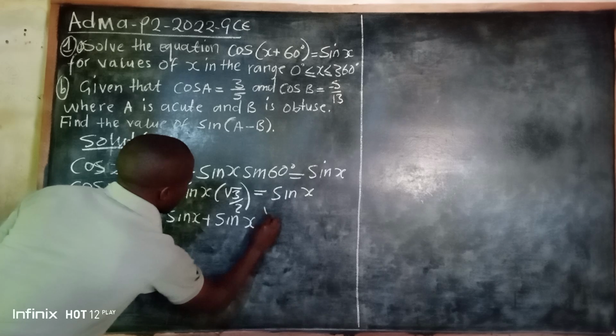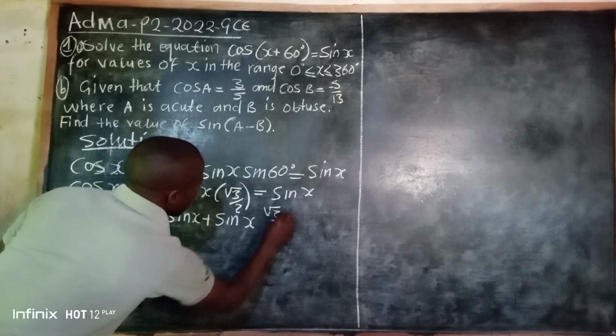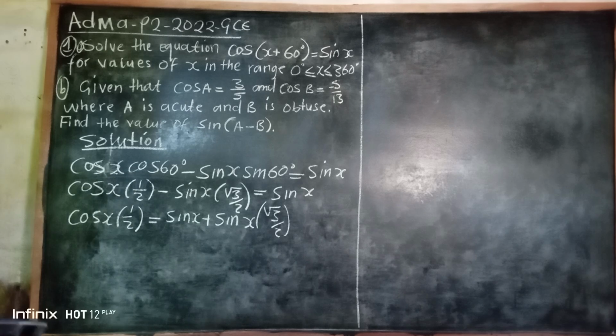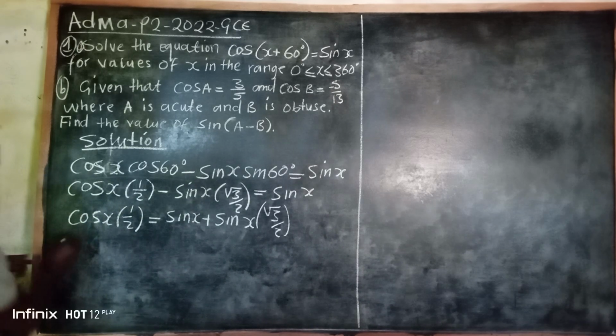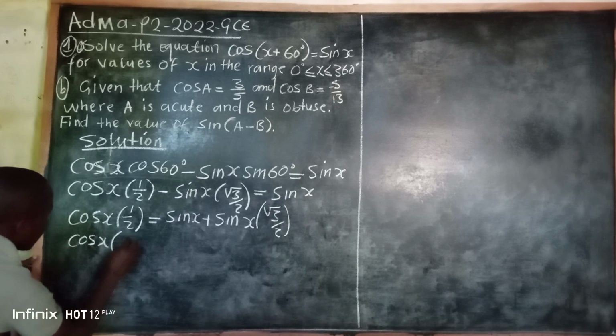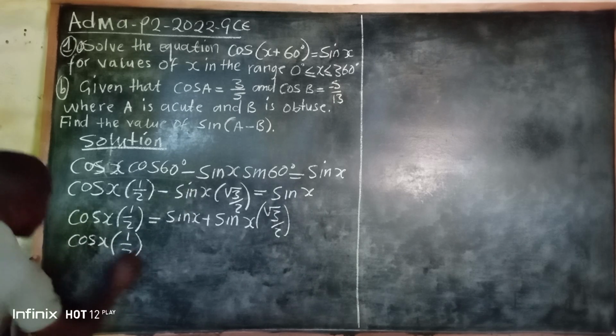Over 2. So that is the way to go. That is what we are going to do. Now from there, we'll get back to this one. We'll bring it down the way it is: cos x, open bracket, 1 over 2, close.